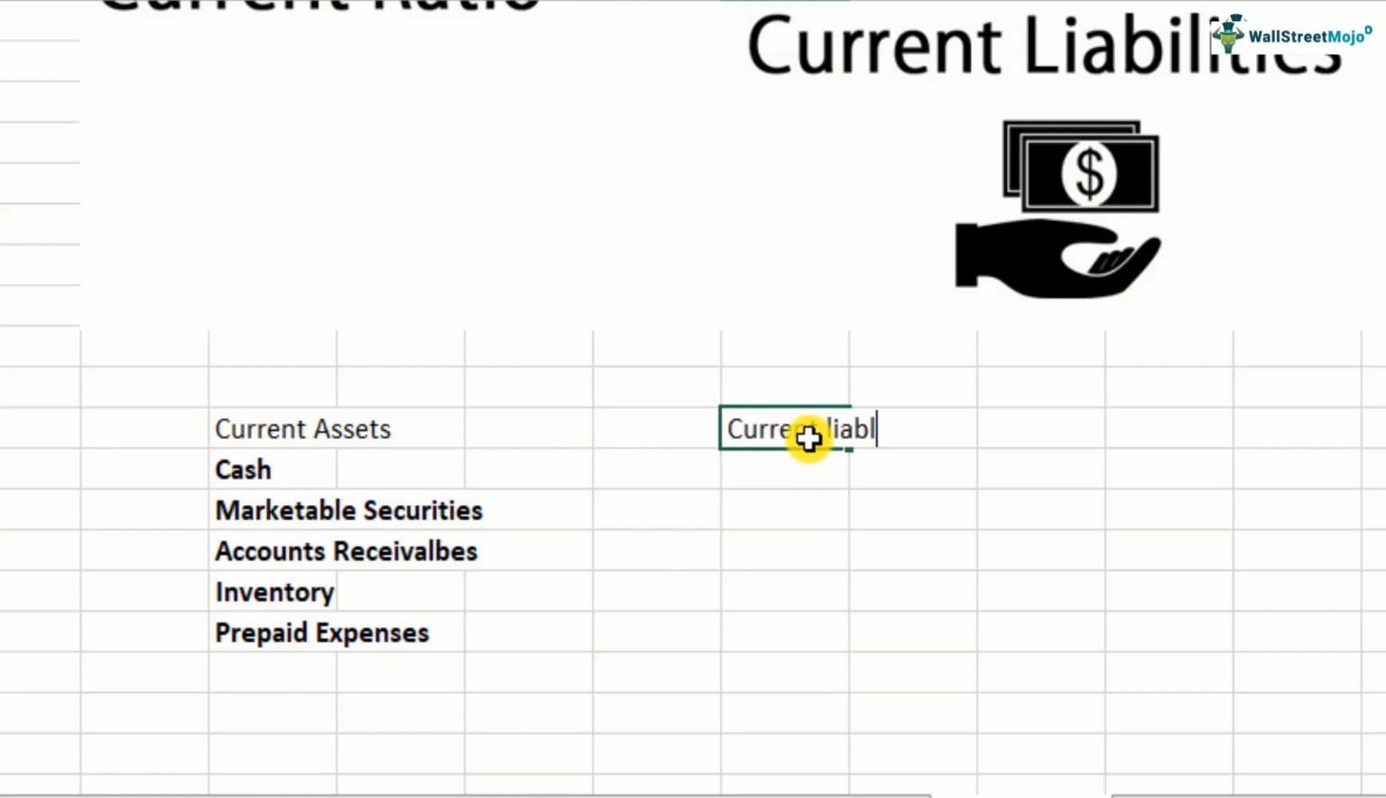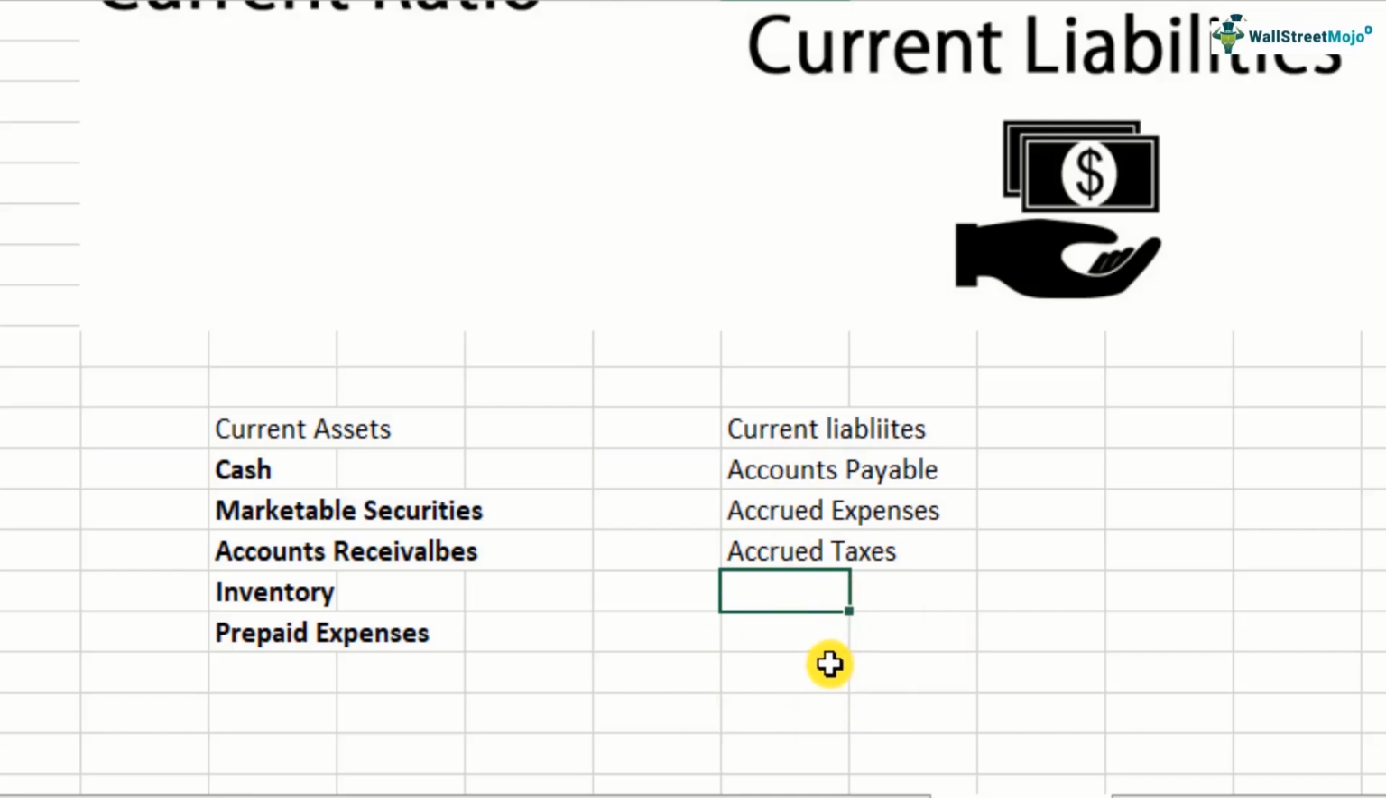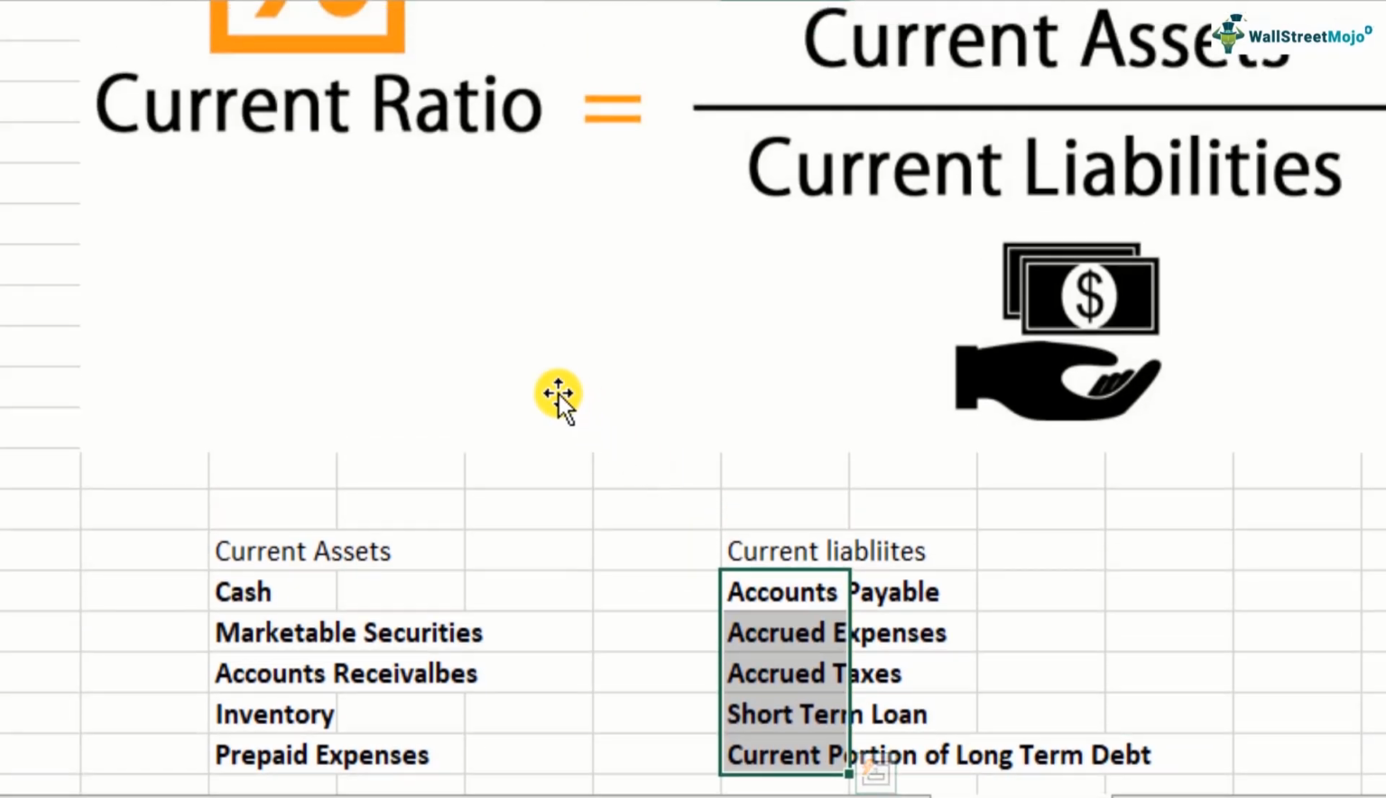Examples of current liabilities could be something like accounts payable, accrued expenses, accrued taxes, and similarly, there could be some other short-term liabilities like a short-term loan that needs to be paid within a year. And you can also consider the current portion of long-term debt as a part of the current liability because that also needs to be paid within a year's time frame. Okay, so these are the examples of current assets and current liabilities.